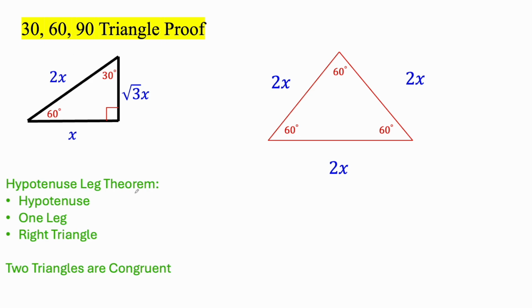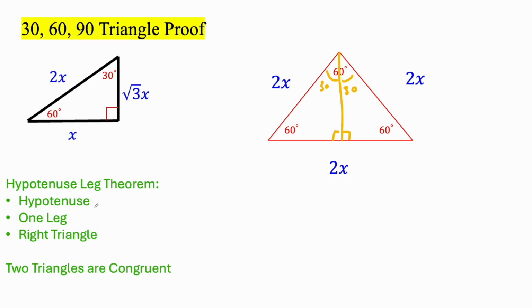Now the hypotenuse leg theorem states that two triangles are congruent if the hypotenuse is equal, one leg is also equal, and they are right triangles. So what I'm going to do is draw a vertical line down, and this is called the altitude. And this right here is a right angle. So right now we have 90 degrees, 60 degrees, 90 degrees, 60 degrees. Therefore this angle measure would be 30 degrees. Likewise, this would also be 30 degrees.